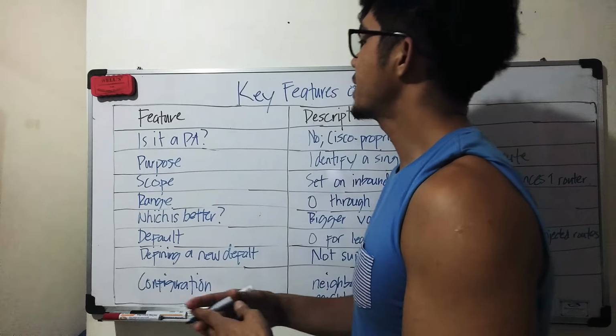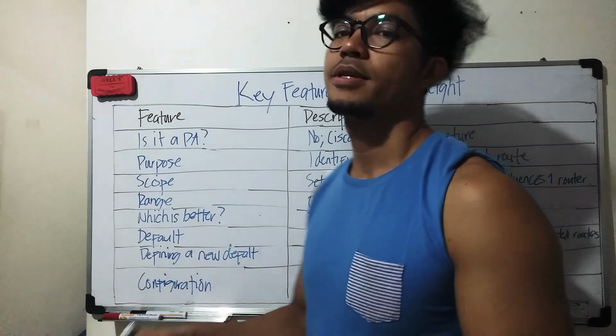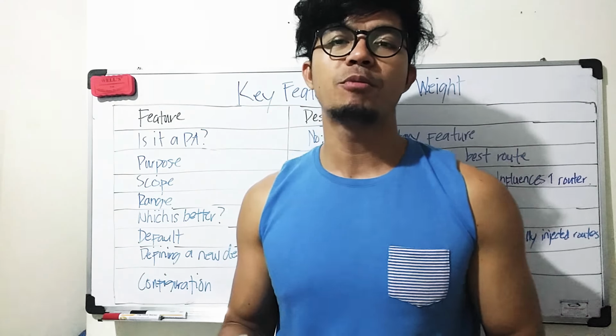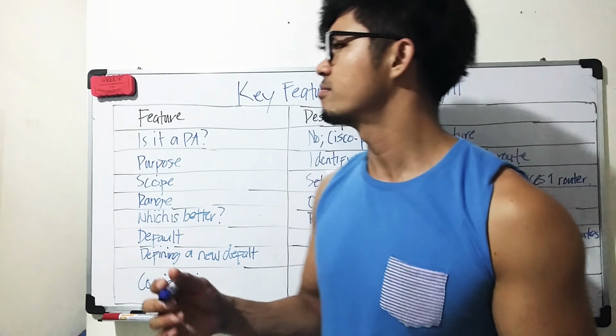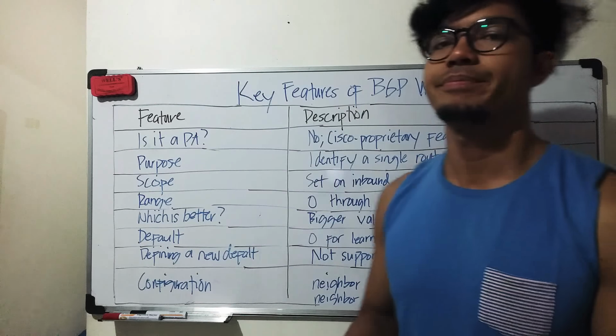So that's it for key features of BGP weight. In the next video, I would probably talk about the features of local pref.